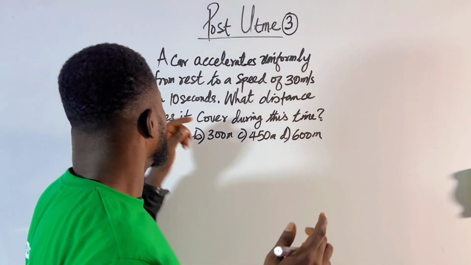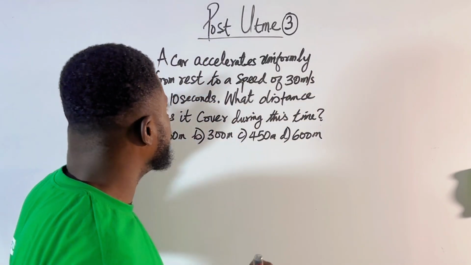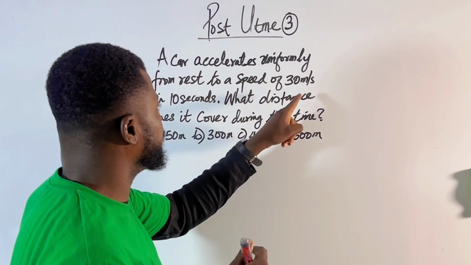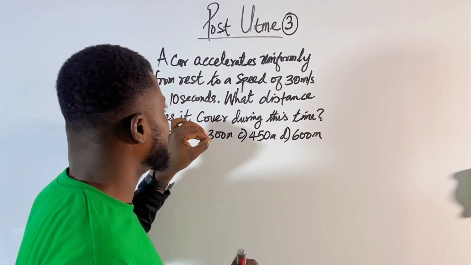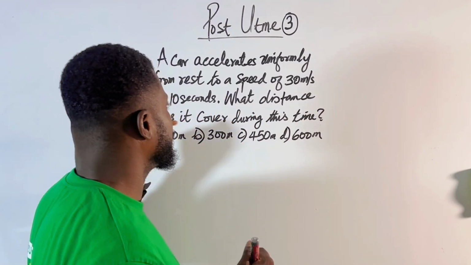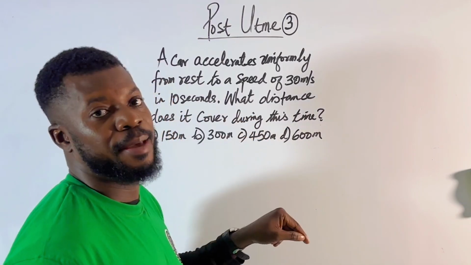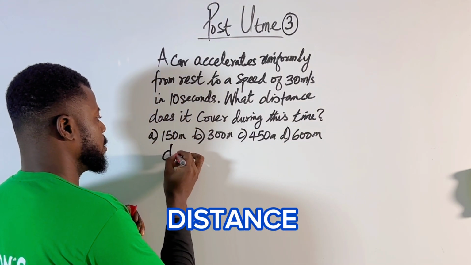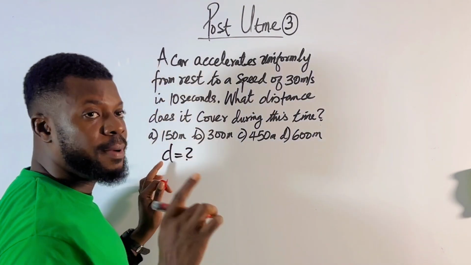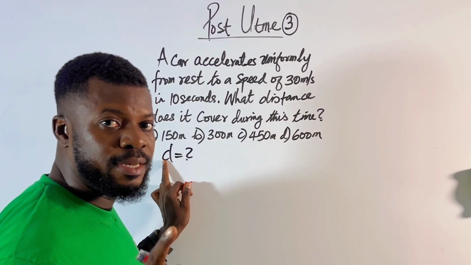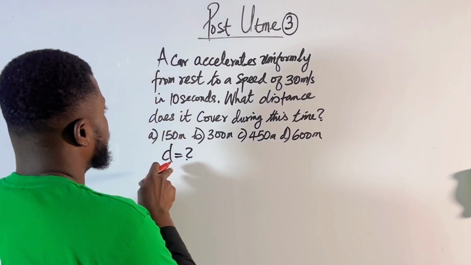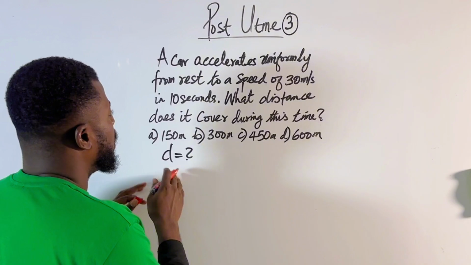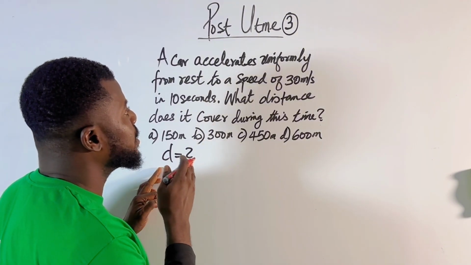This question now says a car accelerates uniformly from rest to a speed of 30 meters per second in 10 seconds. What distance does it cover during this time? So what are we finding now? Na distance. Just write am down: distance. Remember say na the parameters wey we dey bring now, given data. Na distance we dey find. But apart from this distance wey dey find, wetin na wetin dem give?